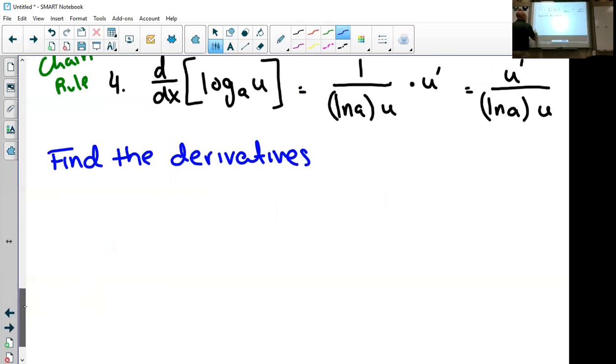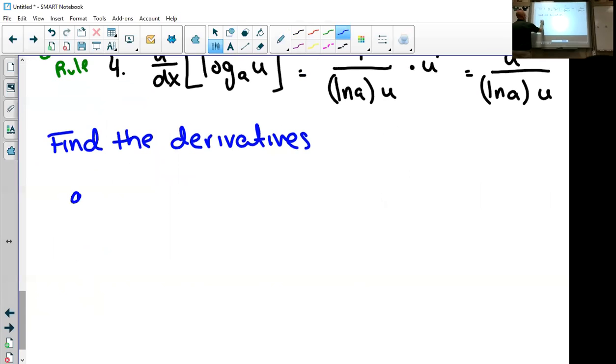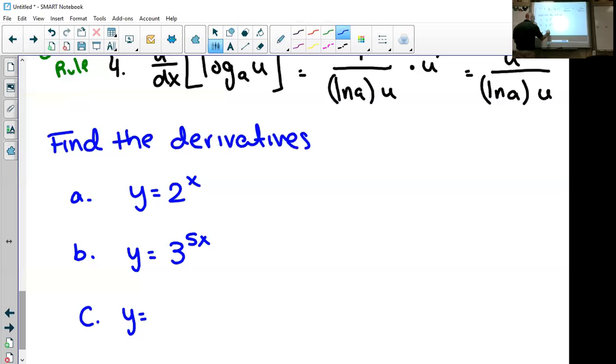Find the derivatives. Let's do our first one here. A, y equals 2 to the x. B, let's do y equals 3 to the 5x. And then we're going to do C, y equals log base 7 of cosine of x. Let's add that trig in there for a little fun.